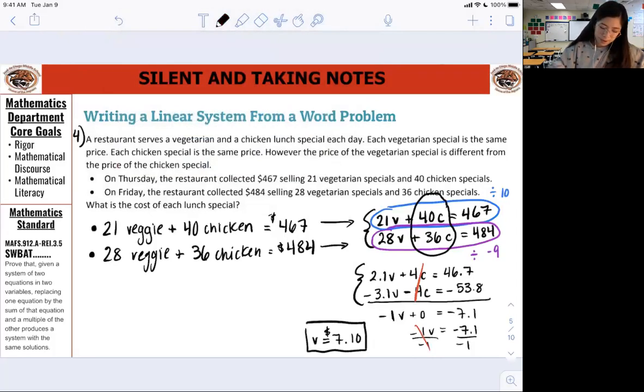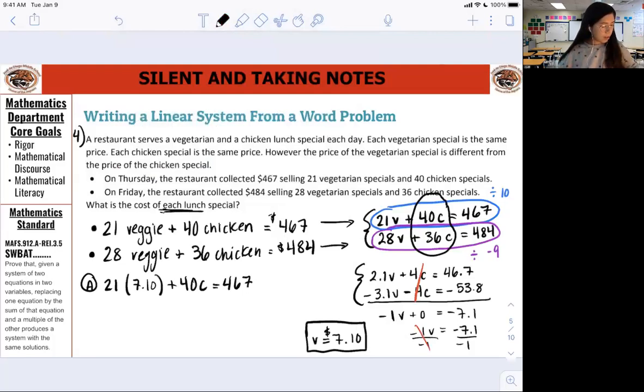But we need both, right? It's asking us what is the cost of each lunch special. So veggie is $7.10. I can go ahead and plug that back into one of my original equations. And let's see what I end up with. So let's see. 21 times 7.10 is 149.10.